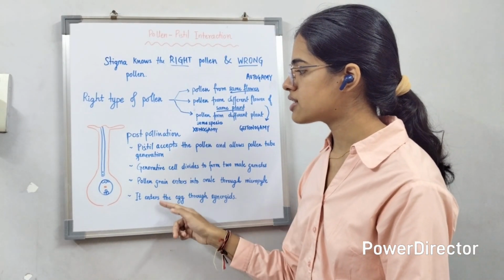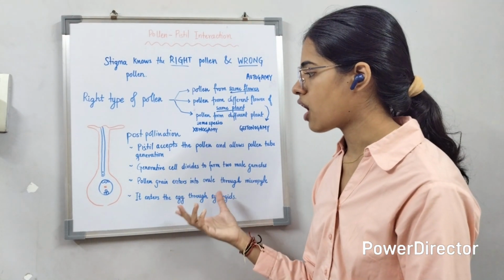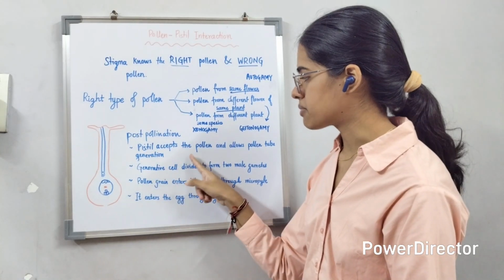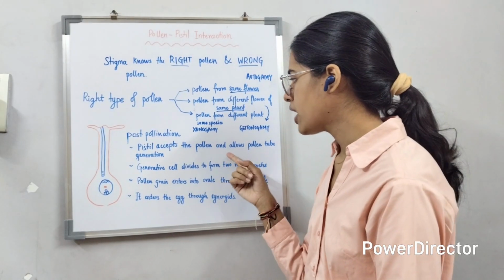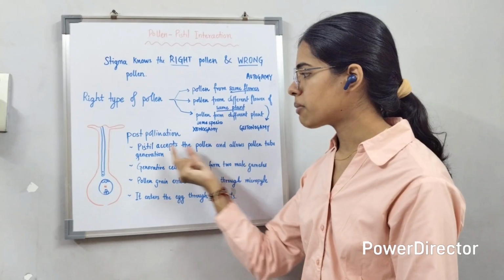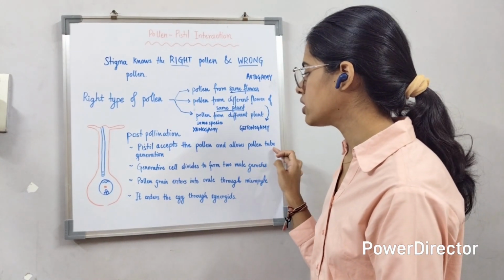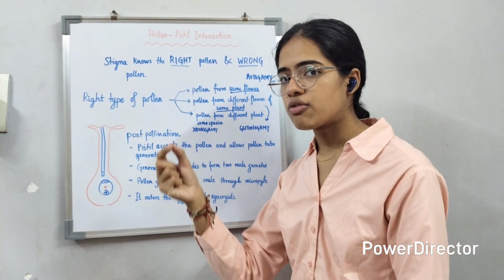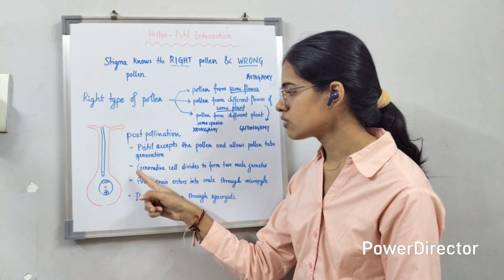These are the main events which occur after the pollen grain is accepted. First, the pistil accepts the pollen grain. Of course, it is the right type of pollen, so the pistil accepts the pollen and allows pollen tube generation. Thus, the pollen grain germinates on the stigma of the flower, and it leads to the pollen tube generation.